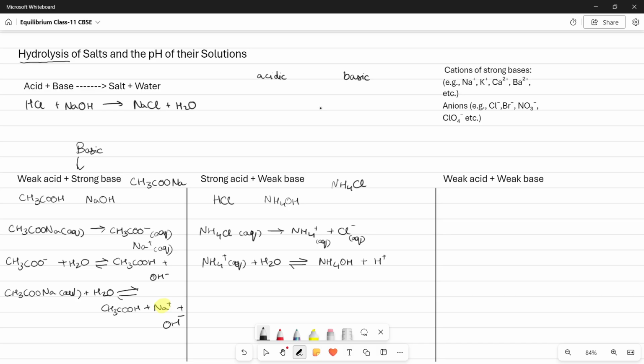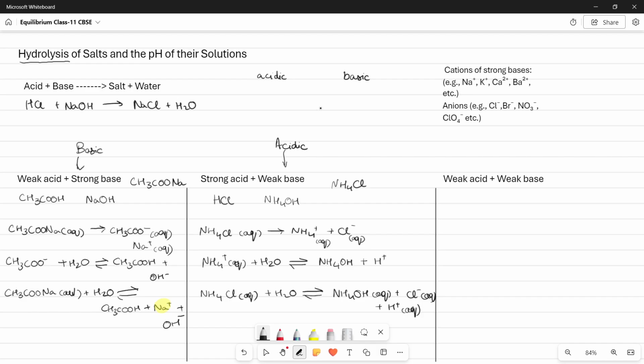So this in turn makes our solution, if you guessed acidic, you are absolutely right. So essentially what's happening here is because of the excess of H plus ions, our solution is acidic. Now the final equation can be written as NH4Cl plus H2O is in equilibrium with NH4OH plus Cl minus plus H plus.